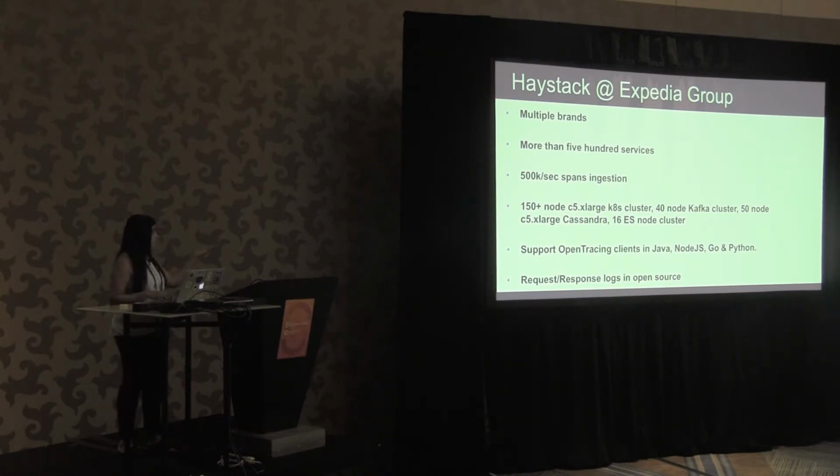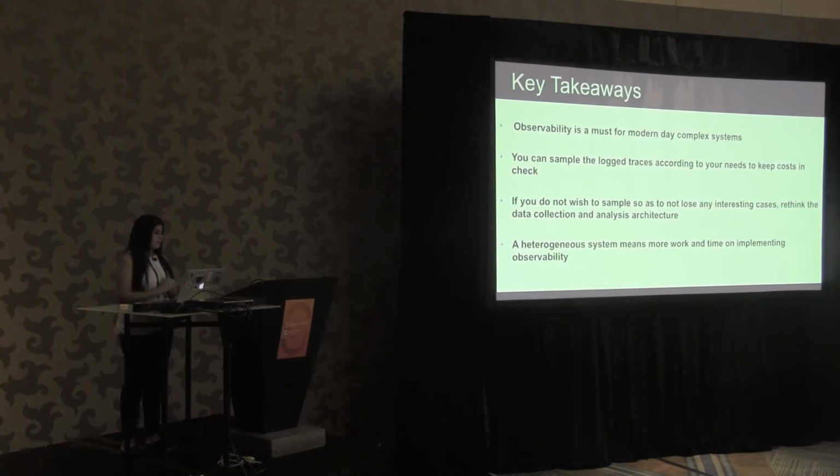We have huge clusters. You can see we use Kubernetes as an orchestration. We use Kafka, Cassandra for our main database, and we use ES for doing those quick searches on top. We also support OpenTracing clients in Java, Node.js, Go, and Python. Python was again something that was contributed not from within Expedia, but from outside. Request response logs in open source, which is what I just mentioned, that we've just gone in with it.